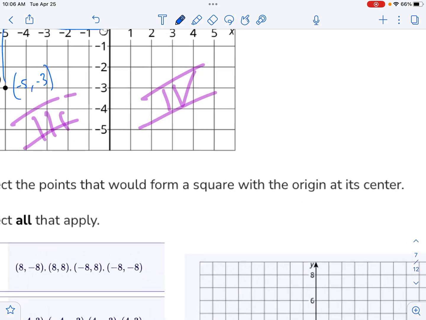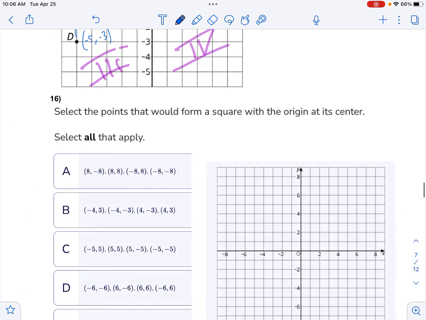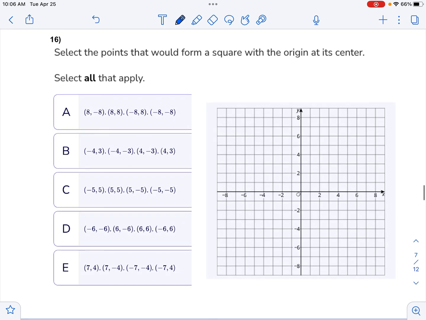Woohoo. Select points that would form a square with the origin at its center. Okay, so I'm going to plot a couple of these. So we have 8, negative 8. We have 8, positive 8. We have negative 8, positive 8, and negative 8, negative 8. Yes, if I connect those, totally a square.